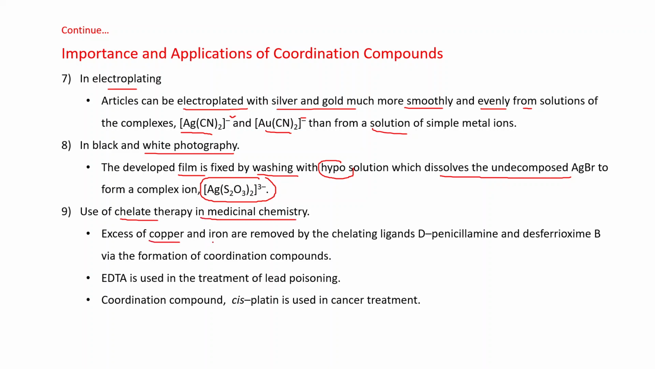Use of chelate therapy in medicinal chemistry. Excess of copper and iron are removed by the chelating ligands D-penicillamine and desferrioxime B via the formation of coordination compounds. EDTA is used in the treatment of lead poisoning. Actually, this EDTA reacts with the lead and forms a complex, and this complex is soluble in water, and this is removed from our body with the urine. The coordination compound cisplatin is used in cancer treatment.